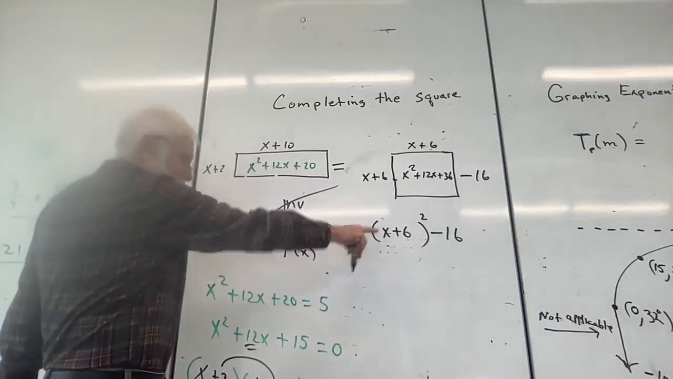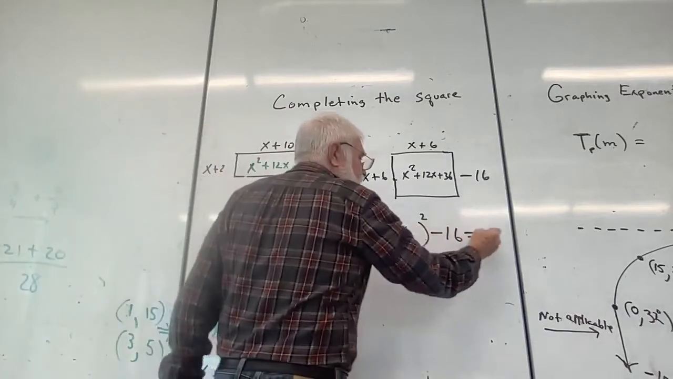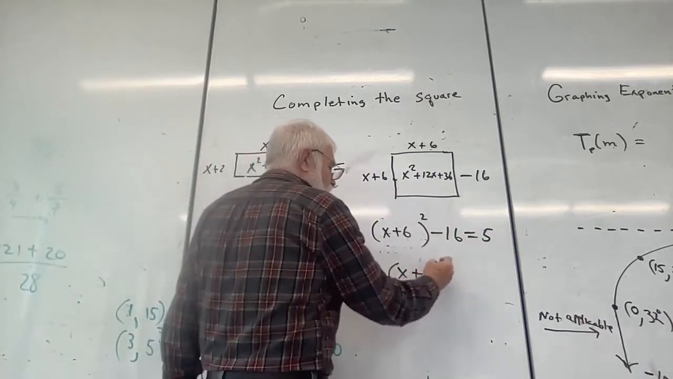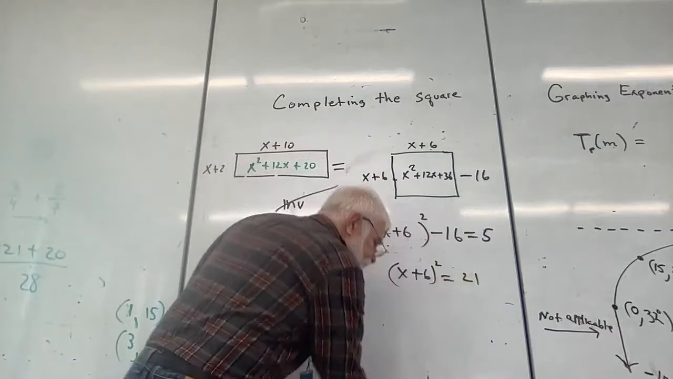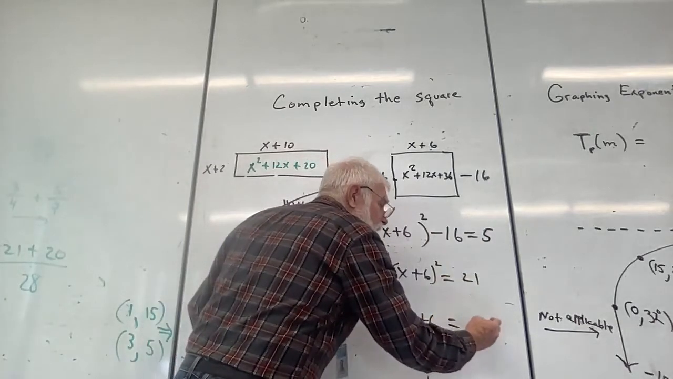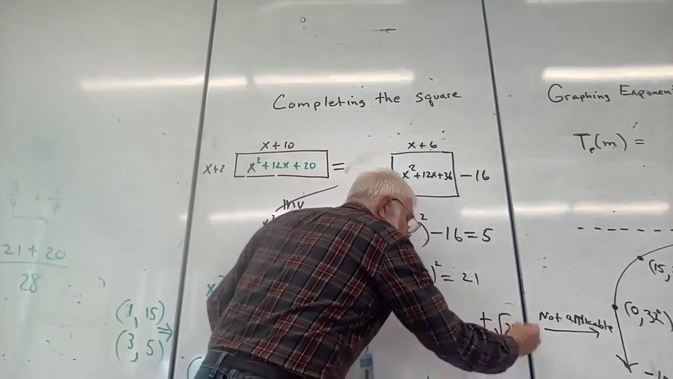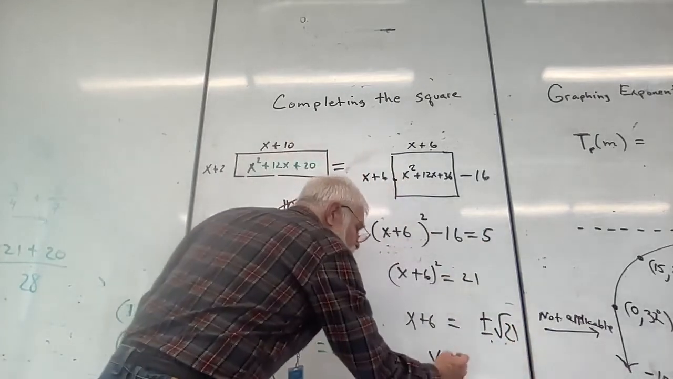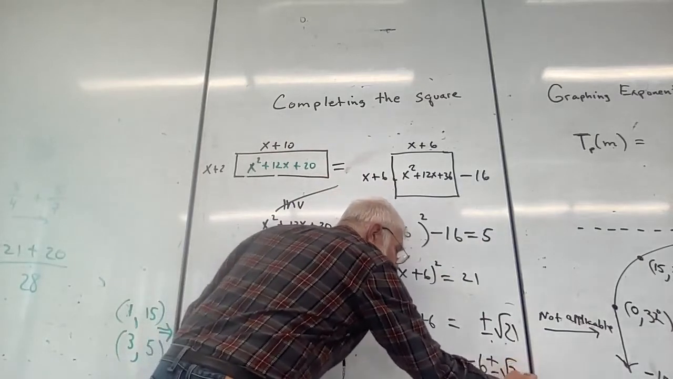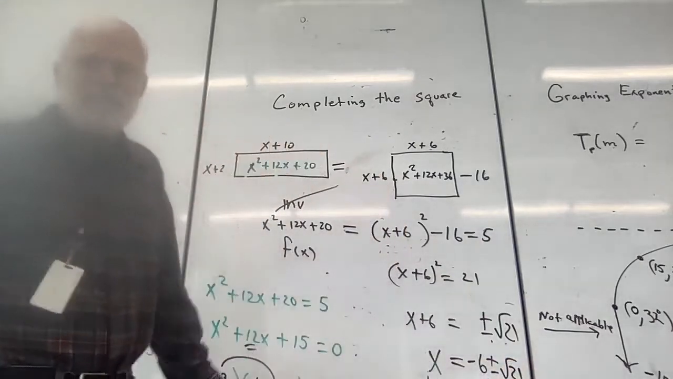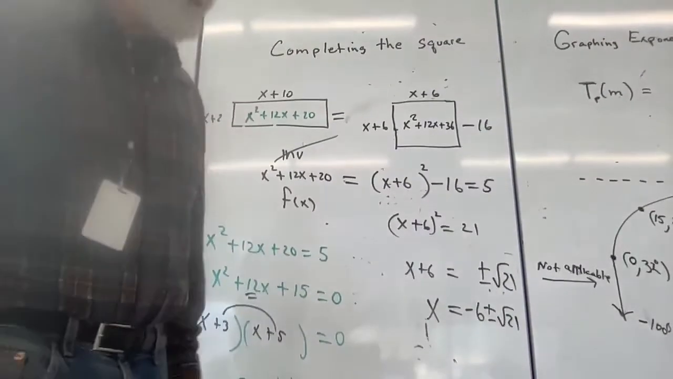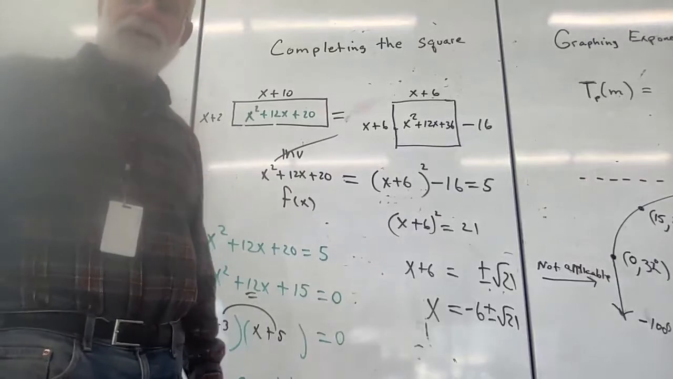This is. So when I set this equal to 5, look at the ease in which I can solve this. X plus 6 squared equals 21. X plus 6 equals plus or minus the square root of 21. Therefore, my roots are -6 plus or minus the square root of 21. I didn't have to think too hard. Hope you saw all that. All right, so that's what the history is behind completing the square.